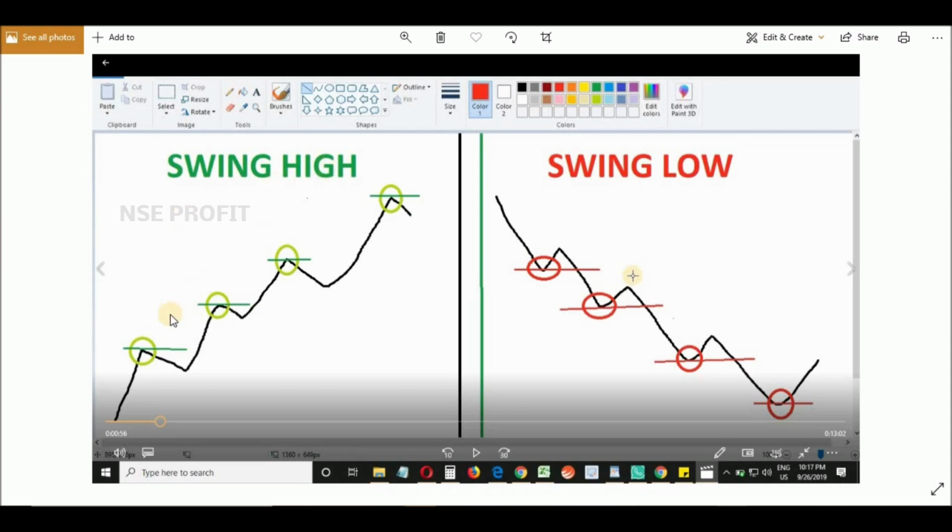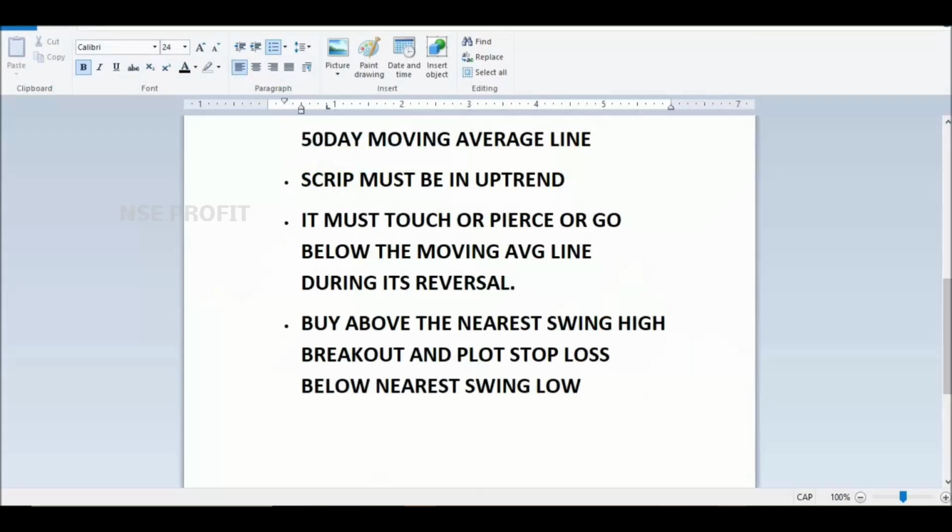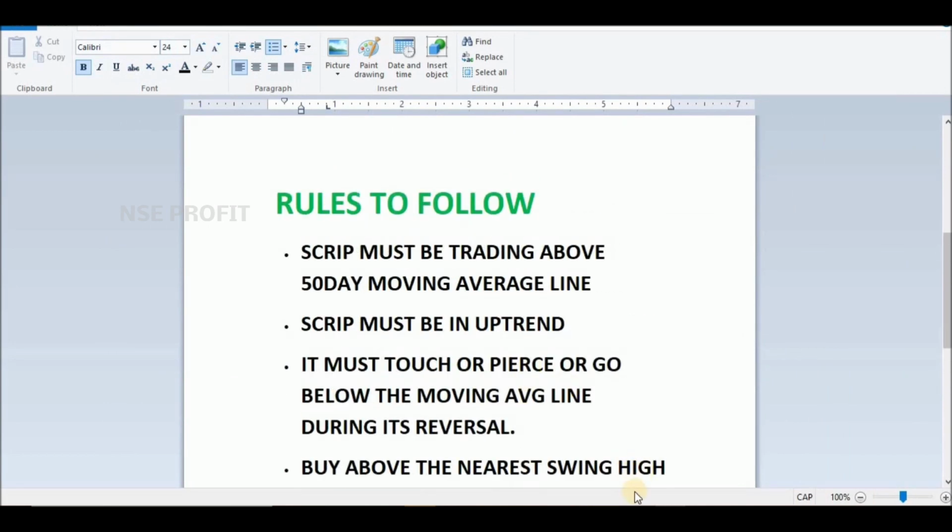We are using the swing highs. The nearest swing high will be considered the buying point. As our rule says, buy above the nearest swing high breakout and plot the stop loss below the nearest swing low. So swing highs and swing lows will be considered for buying and plotting the stop loss.